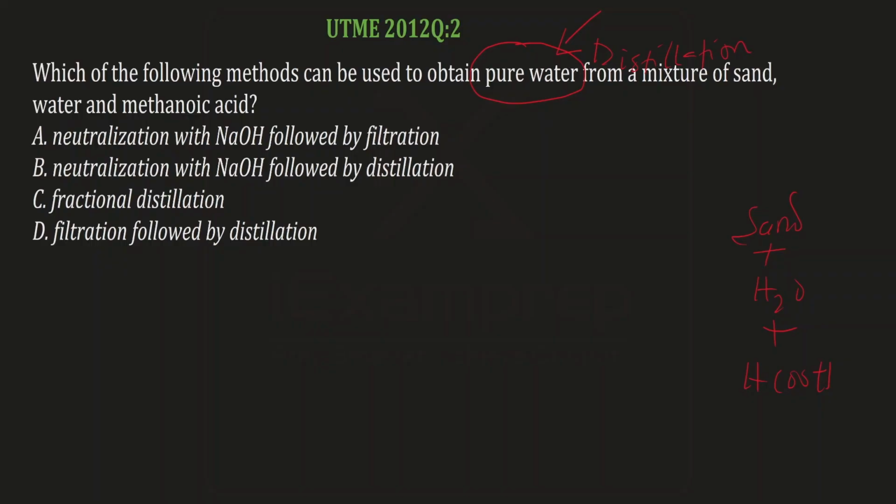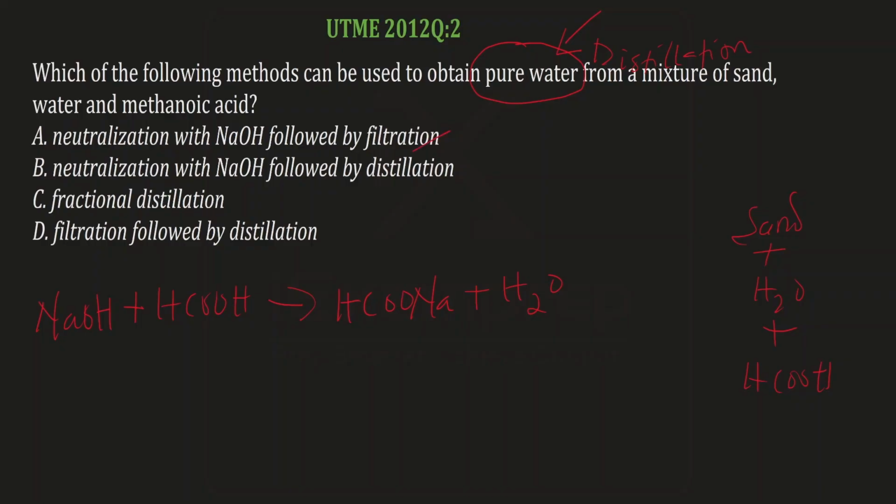Option A says neutralization with NaOH followed by filtration. What happens when we neutralize the mixture with NaOH? The component of the mixture that can react with NaOH is methanoic acid, and this is going to give us sodium methanoate and water. So in the end, we have sodium methanoate and water and sand. So it says neutralization with NaOH followed by filtration.